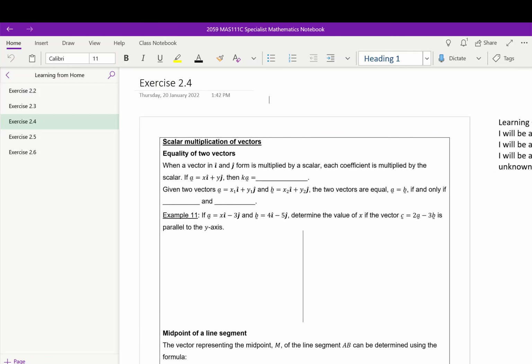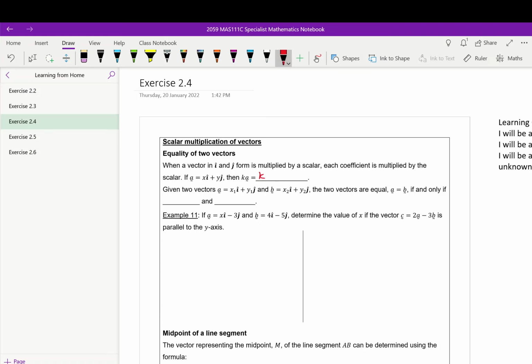So when looking at the equality of two vectors, when a vector in i and j form is multiplied by a scalar, each coefficient is multiplied by the scalar. So if a is equal to xi plus yj, then ka is going to be kxi plus kyj.